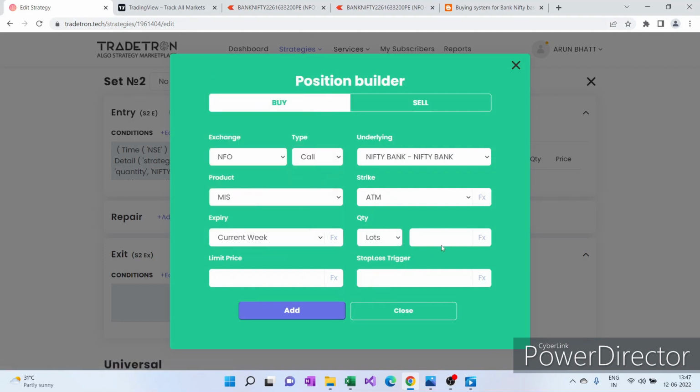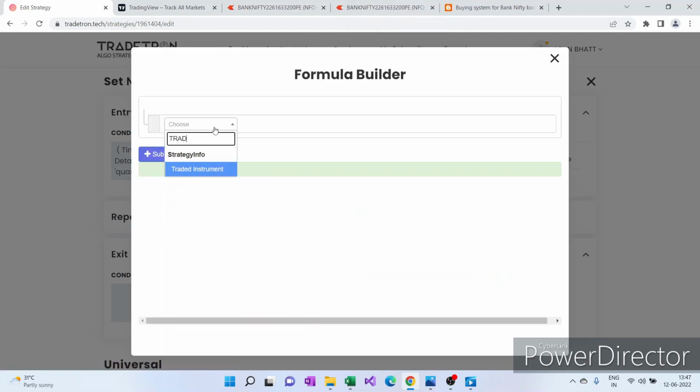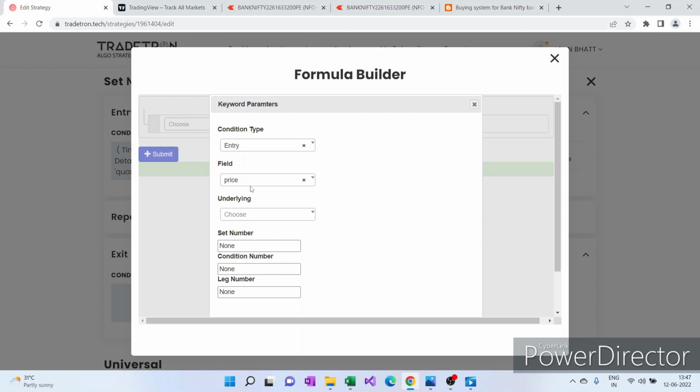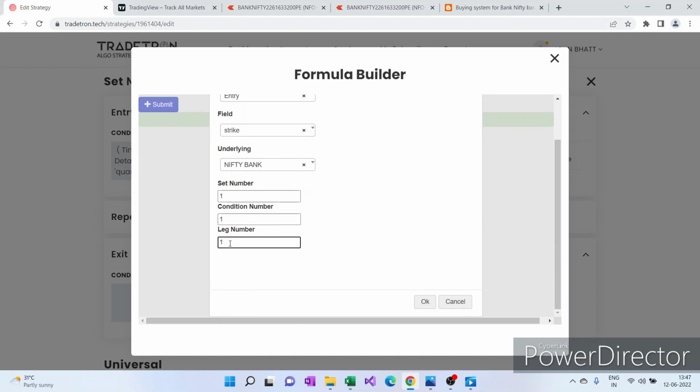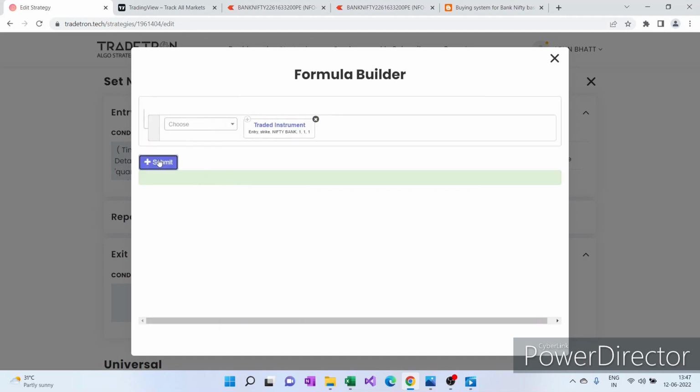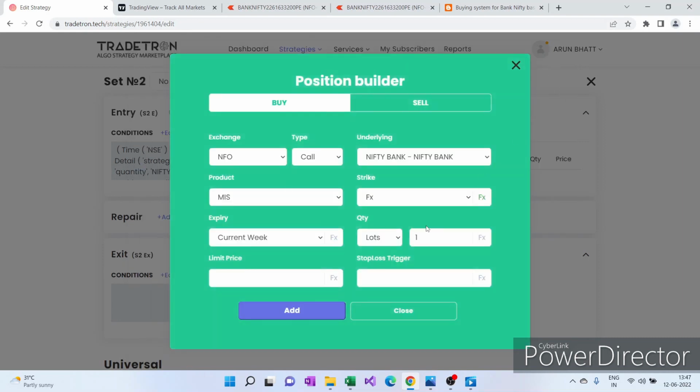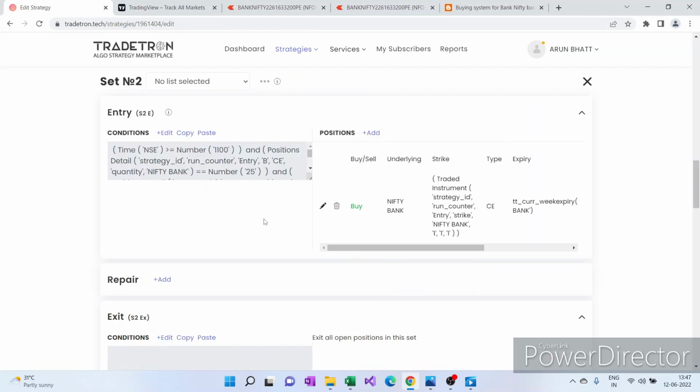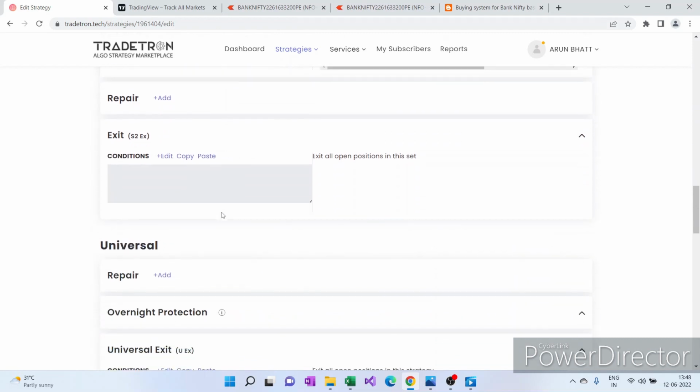And the lots we can control here if you want to take trade in one lot, two lot. So for now I'm keeping it one lot. And we'll be using the formula to get the strike of that C which we bought in set 1. So change the field to strike and set 1 condition leg 1. So leg 1 is for C. For P this leg number will change to 2, so that will be the only difference between P and C. So here we have bought it, and because we don't have any exit condition, we are fine.